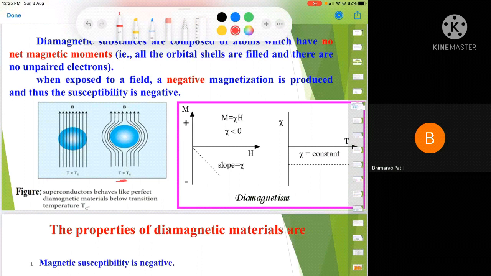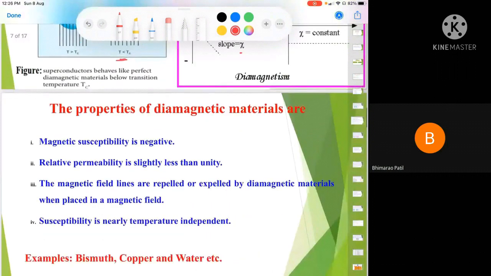Then if you plot the magnetic susceptibility of diamagnetic substances versus applied magnetic field, you will get such a type of curve that shows a slope of -1, because it shows a repulsion with the applied magnetic field. And if you plot the graph of magnetic susceptibility versus temperature, the magnetic susceptibility does not change with respect to temperature, meaning that by increasing or decreasing the temperature, the magnetism of diamagnetic substances does not change. Then what are the properties of diamagnetic materials?